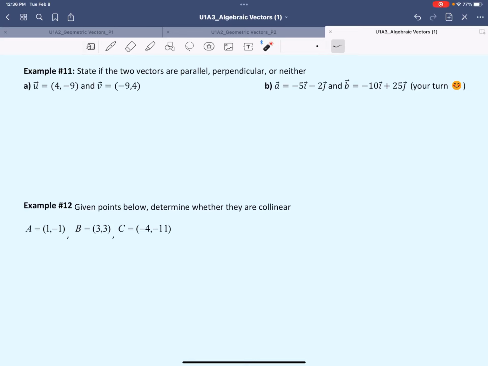Hello and welcome back to Algebraic Vectors lesson. This time we're going to take a look at identifying whether vectors can be parallel, perpendicular, and neither.